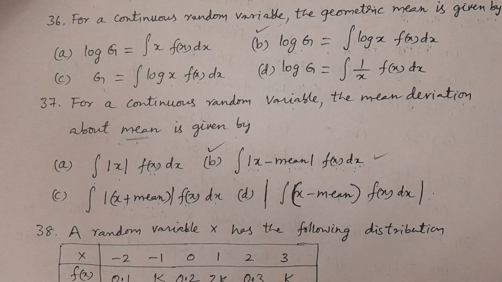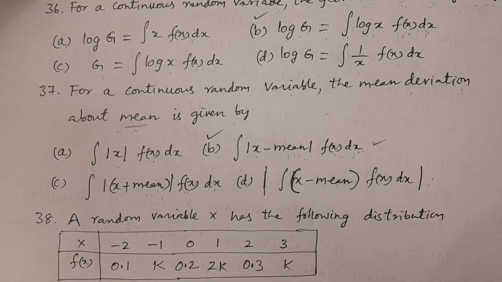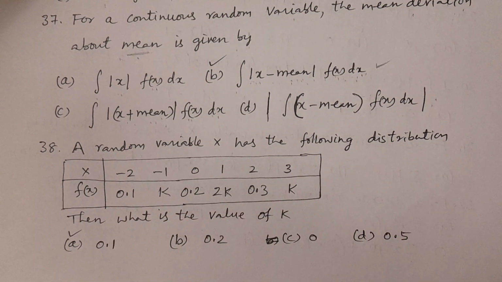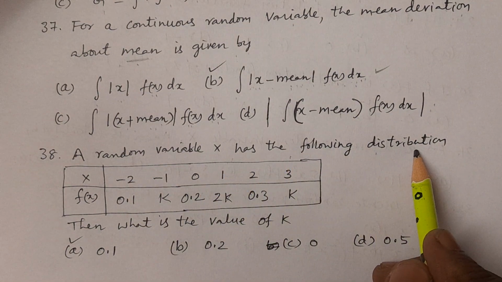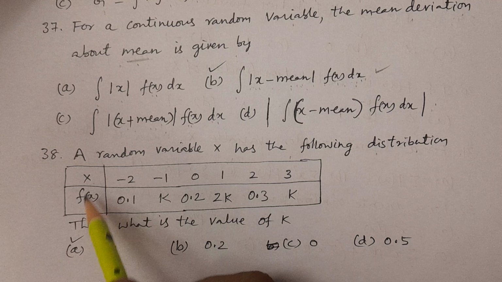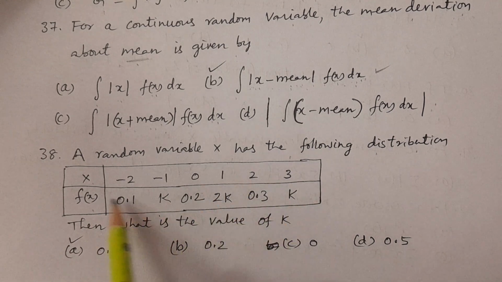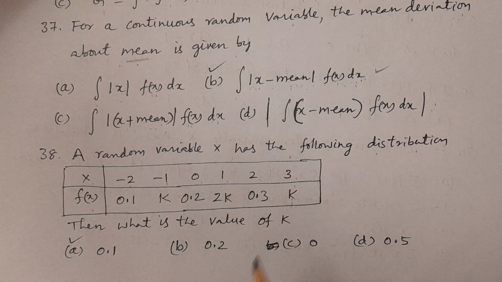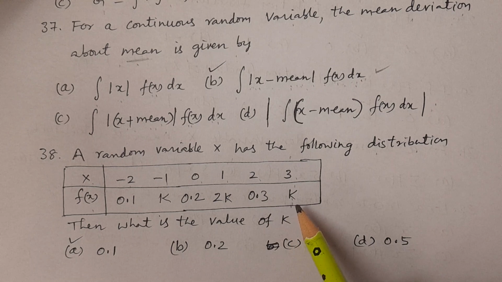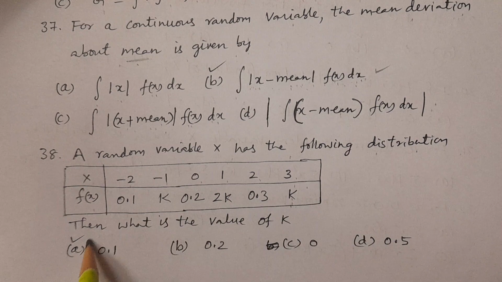These are simple formulas you have to read in the continuous random variable case. Right. Now, next question. Question number 38. A random variable X has the following distribution. X and f of x are given. X values are minus 2, minus 1, 0, 1, 2, 3. Therefore, it is a discrete random variable. By looking at this, you have to observe which random variable it is. Now, it is a discrete random variable. Then, what is the value of k?